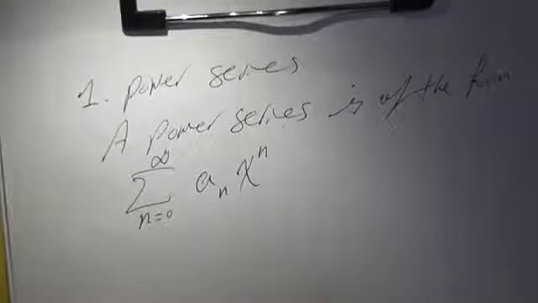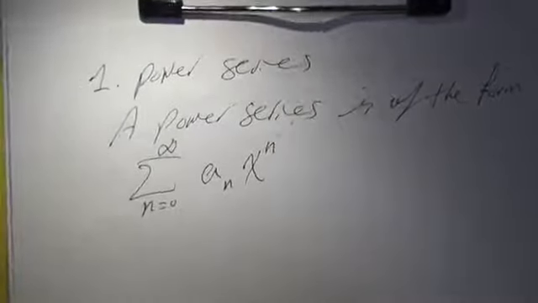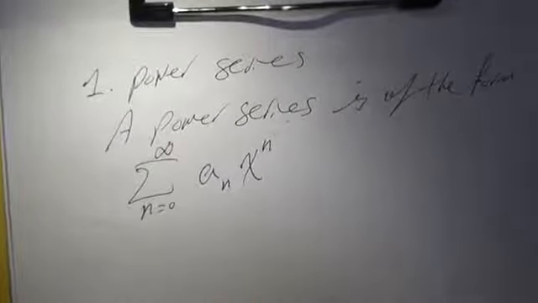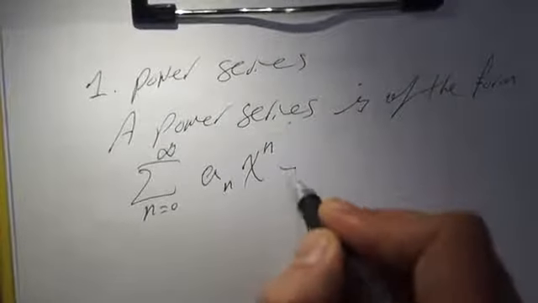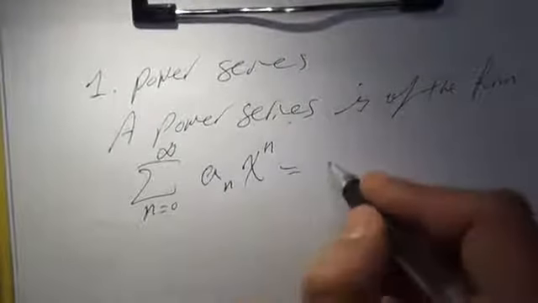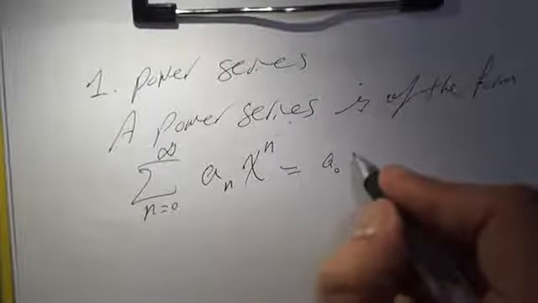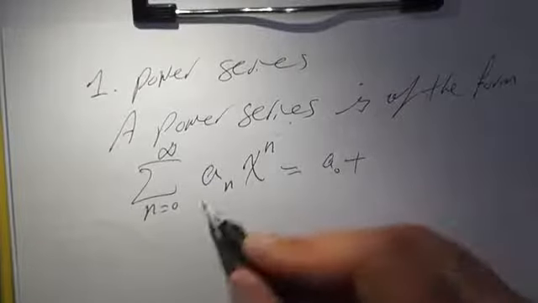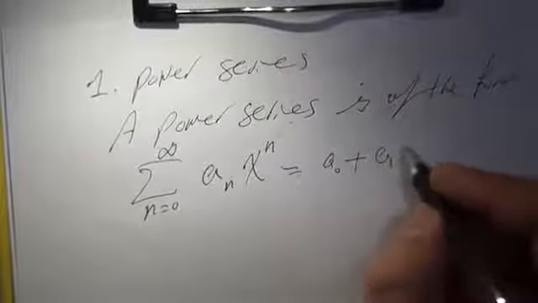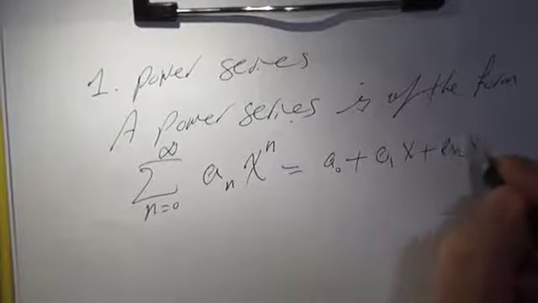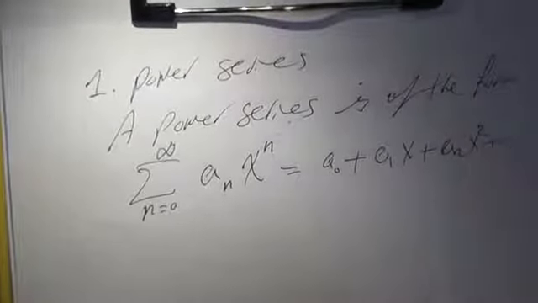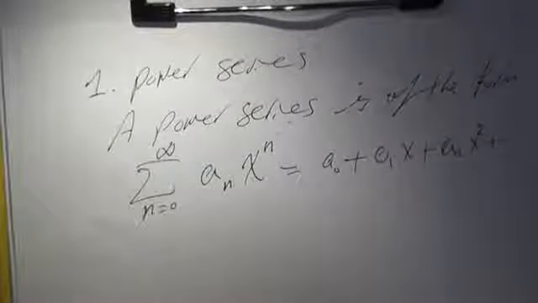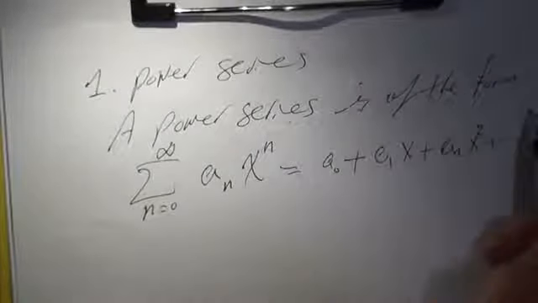طبعا نحن تعرفنا على geometric series والآن نتكلم على power series. Power series has this form. يمكن أن يفتح بالشكل التالي عندما n تكون 0، a0 x to power 0, so it's 1, plus a1 x plus a2 x to power 2, and so on. هذه هي الصيغة الأولى للباور سيريز.